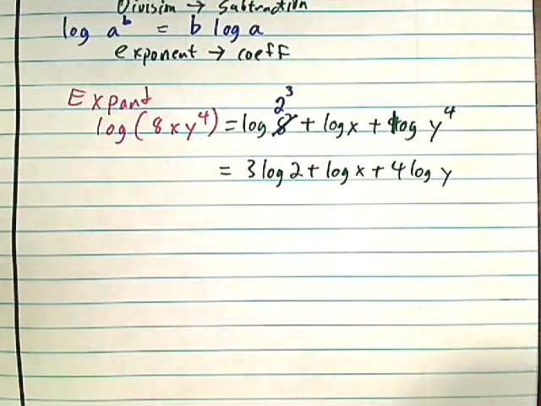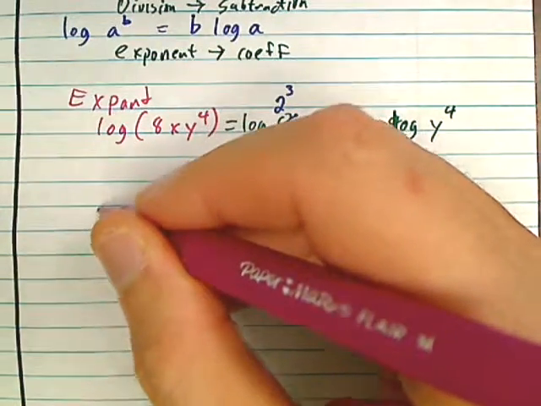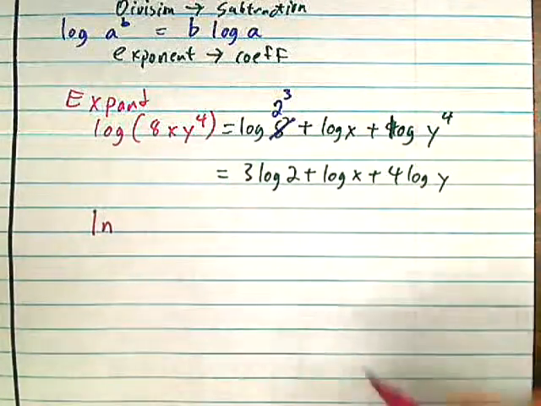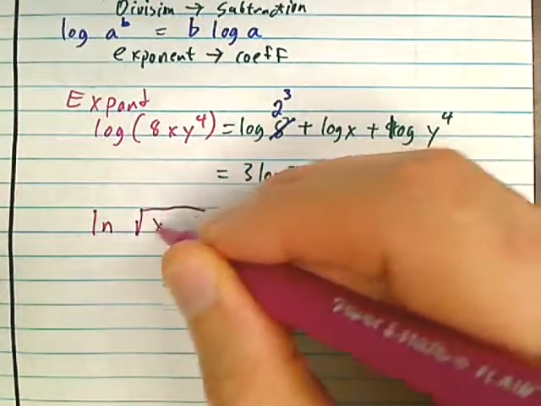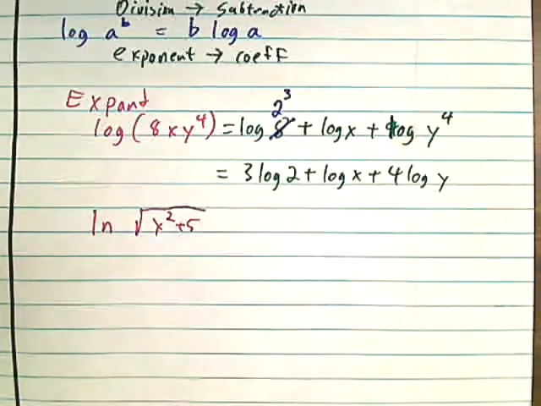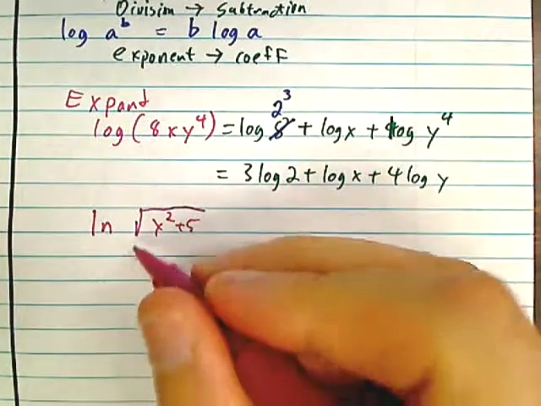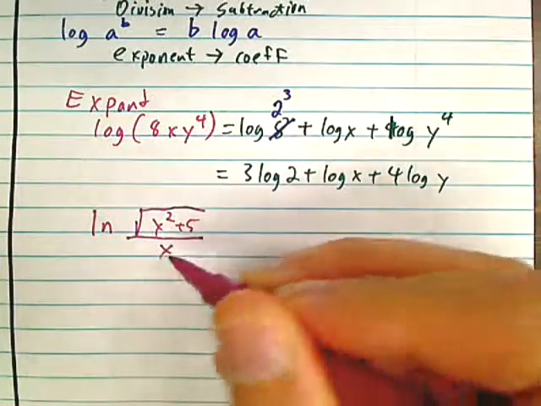Okay, this is going to be natural log. These properties work just as well with natural log, so let me throw that in there. The natural log of the square root of x squared plus 5, all over x.